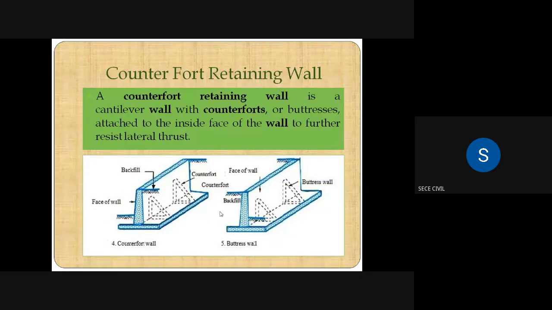So this is the image for a counterfort retaining wall. This is the backfill. That means this is the back side of the cantilever retaining wall, and this is the face of the wall. In this, we are providing the counterforts at the back side of the retaining wall. And in this diagram, here we are having backfill. That means this is the back side, and this side is the face of the wall, the front side of the retaining wall. Here we are providing the counterforts, so we are naming these counterforts as buttresses. Hence this is a buttress retaining wall, and this one we call a counterfort retaining wall.